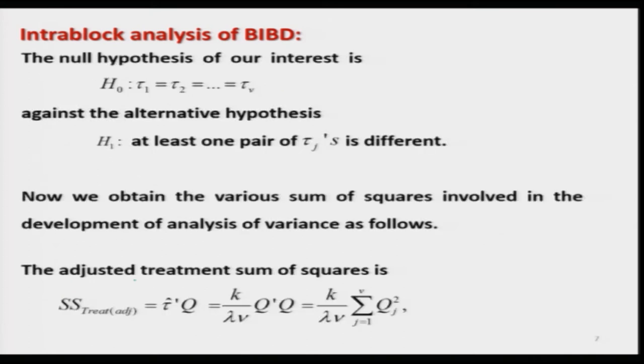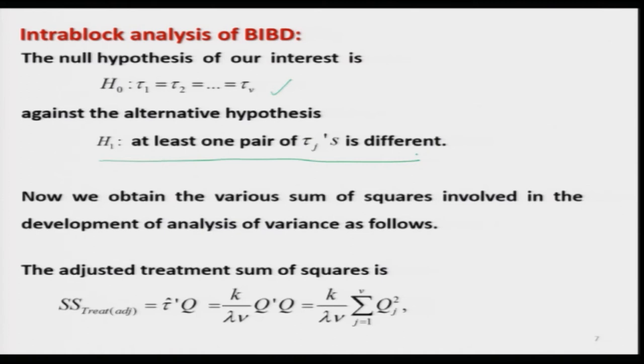So now, after this, we are going to start how we conduct the intra-block analysis of variance in the case of BIBD. The null hypothesis that we are going to consider here is H naught: tau 1 equal to tau 2 equal to tau v, against the alternative H 1 that at least one pair of tau j's is different from the others.